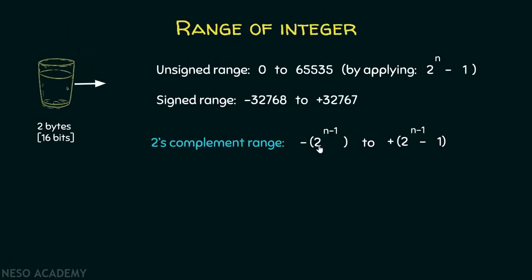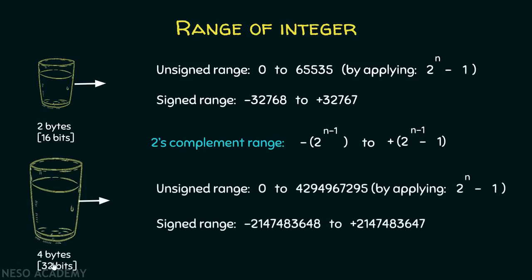Here you can see minus 2 raised to the power n minus 1. By replacing n equal to 16, I get 2 raised to the power 15, which is minus 32768, and plus 2 raised to the power n minus 1, that is 2 raised to the power 15 minus 1, that gives 32767. On the other hand, if your PC supports 4 bytes integer, then the unsigned range is from 0 to 4294967295.